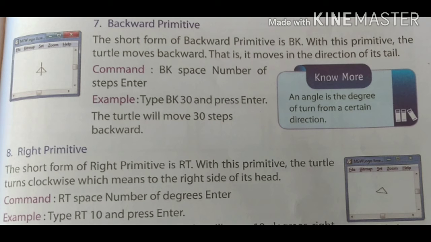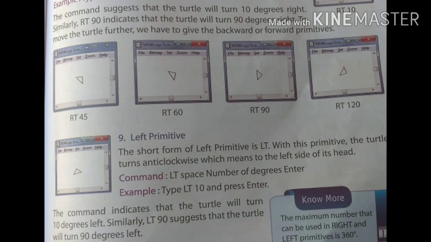Eighth one, right primitive. The short form of right primitive is RT. With this primitive, the turtle turns clockwise, which means to the right side of its head. Command: RT space number of degrees, enter. Example, type RT 10 and press enter. The command suggests that the turtle will turn 10 degrees right. Similarly, RT 90 indicates that the turtle will turn 90 degrees right. To move the turtle further, we have to give the backward or forward primitives. RT 45, RT 60, RT 90, RT 120.